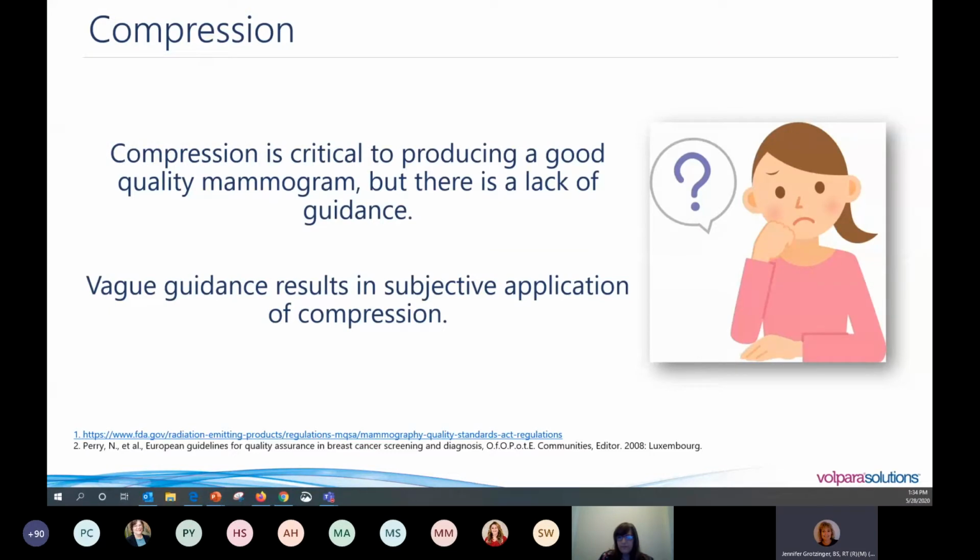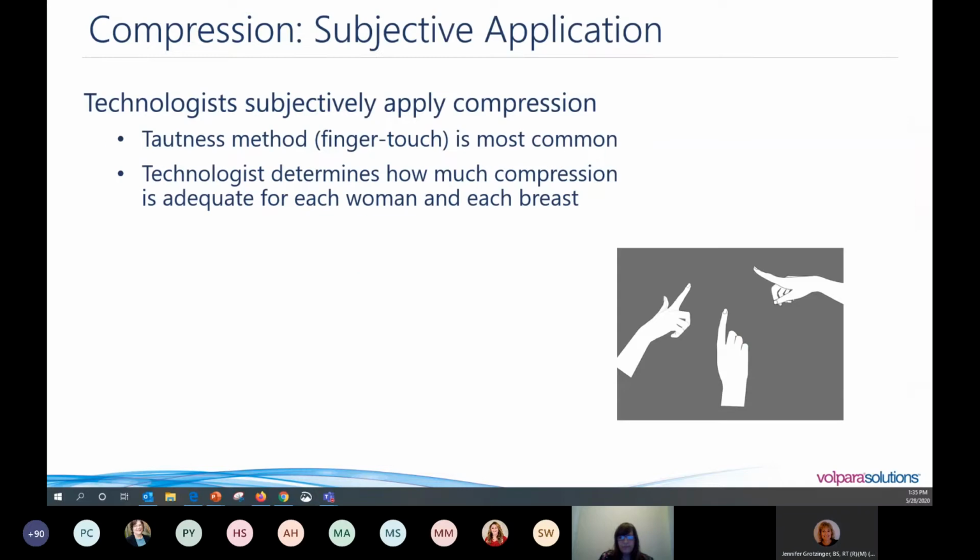Compression is critical to producing a good quality mammogram, but there is a lack of guidance. This vague guidance results in subjective application of compression. With this subjective application, techs subjectively apply their compression. We use the tautness method as technologists, or the finger touch method. That's the most commonly used way to determine how much compression we've used. Technologists determine how much compression is adequate for each woman and each breast.